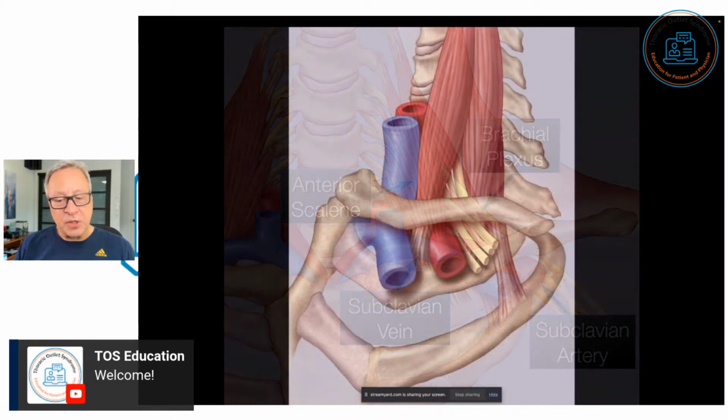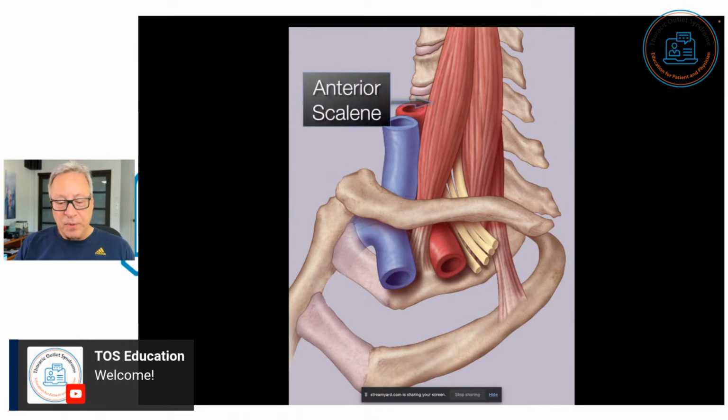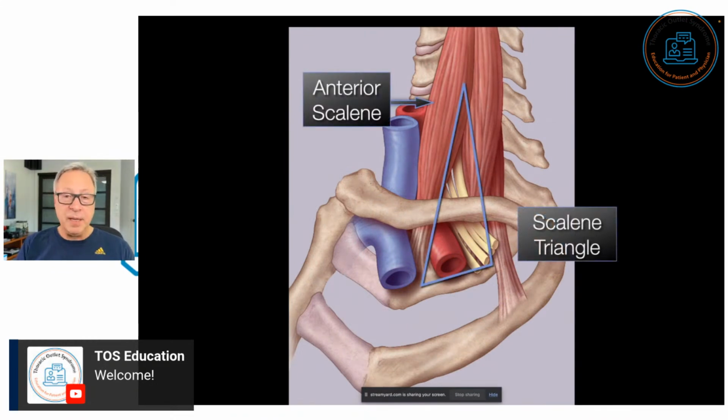Now let's take a look from the side. Here again, we have the anterior scalene muscle. And again, I stress for everybody that learning this anatomy is a lot easier if you just start with the anterior scalene. Once you identify that, everything else falls in relationship to the anterior scalene.